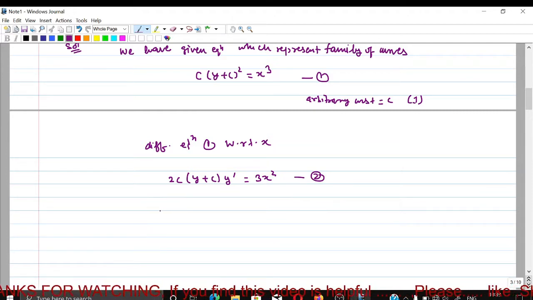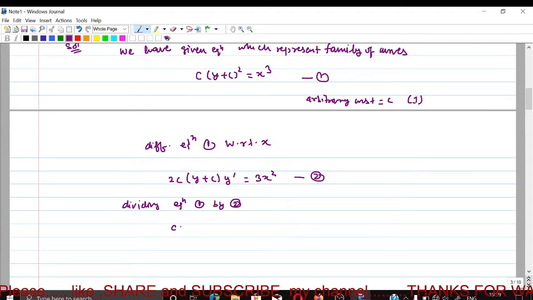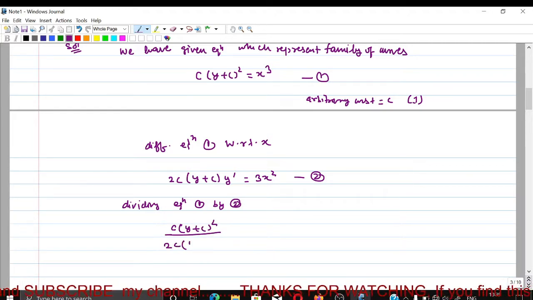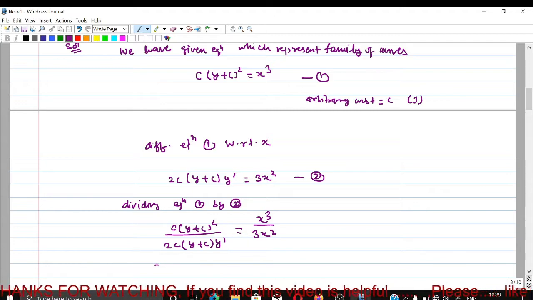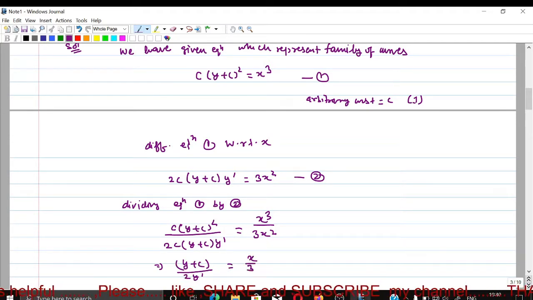So in our third step you should eliminate the arbitrary constant from that. How can we do it? Dividing equation 1 by equation 2, we will get (y plus c) whole square upon 2(y plus c) y dash equal to x to the power 3 upon 3x square. So on cancelling terms you will get (y plus c) upon 2y dash equal to x upon 3.